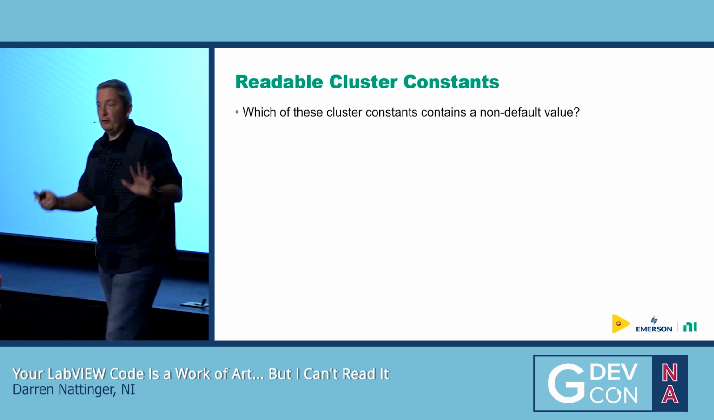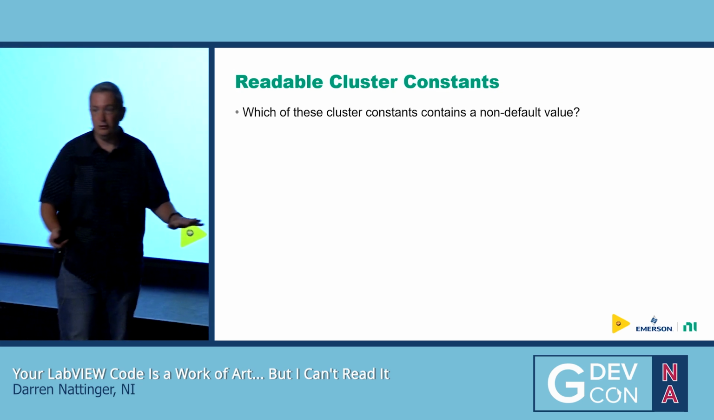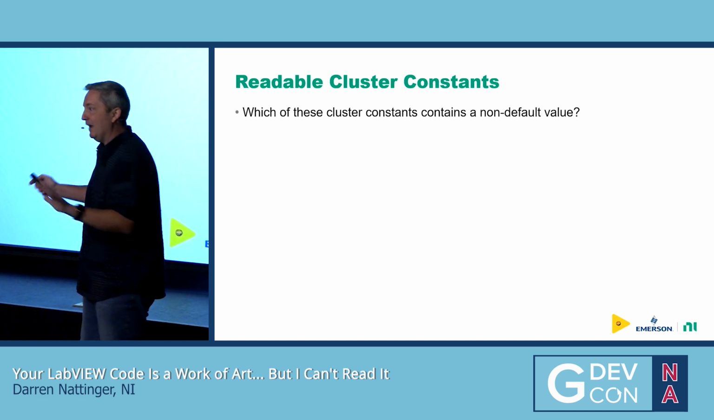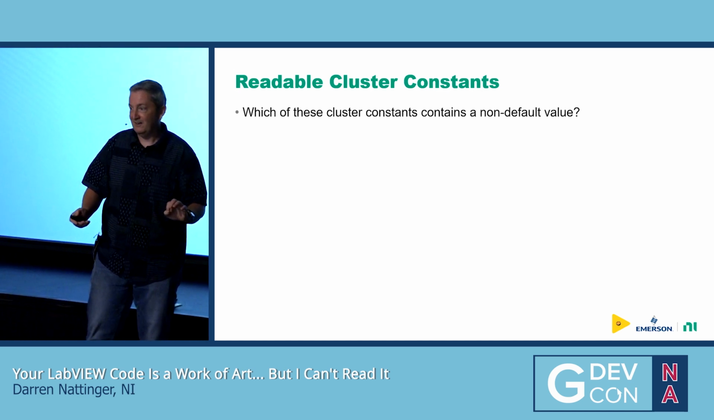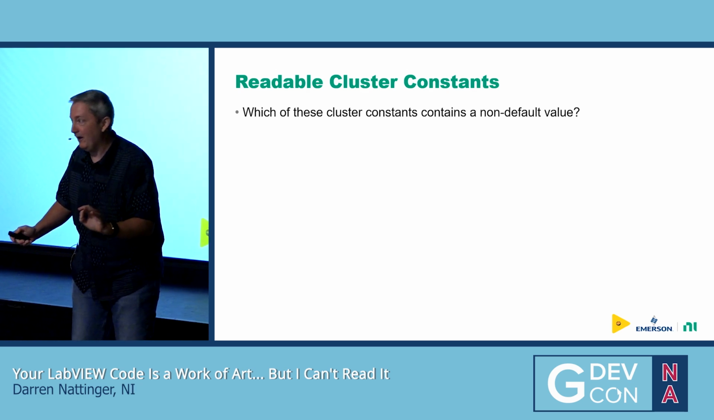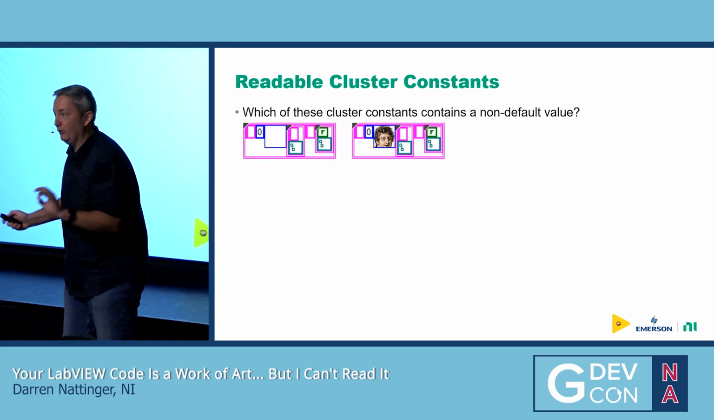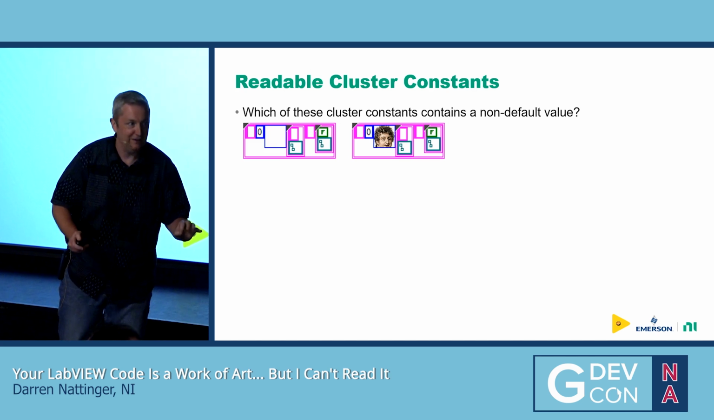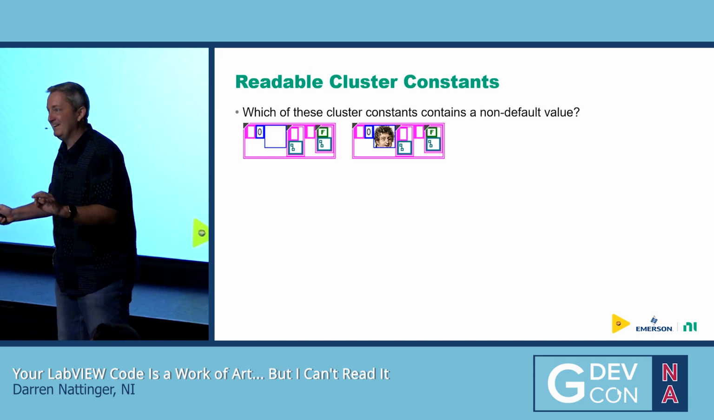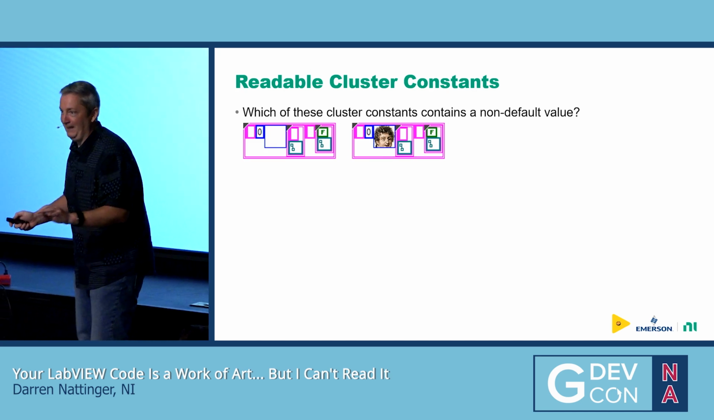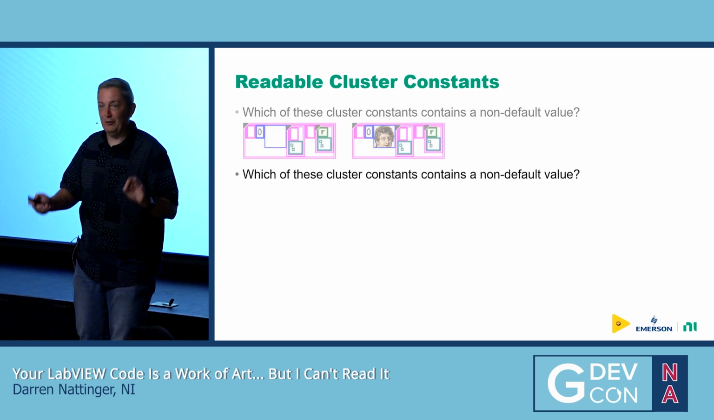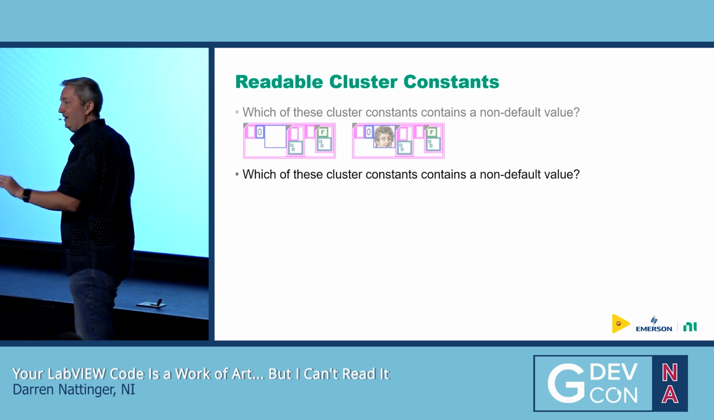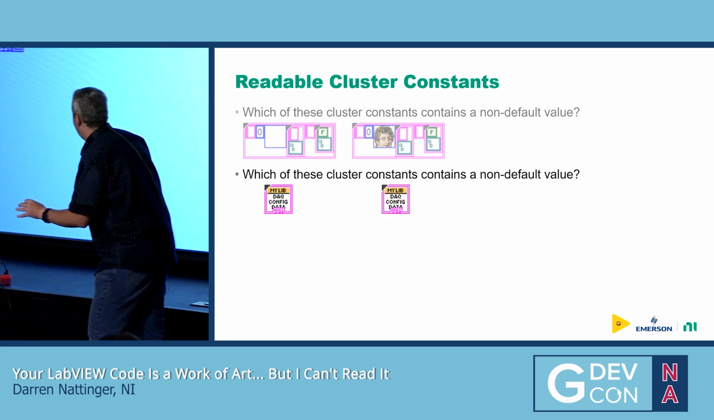All right, another quiz for the audience. I'm about to show 2 cluster constants, and I want y'all to tell me which one of them contains a non-default value. This is going to be some eagle eyes here. All right, which one of those contains a non-default value? Anybody? It's the one with Fourier in it, okay? Got another one. Which of the following cluster constants contains a non-default value?